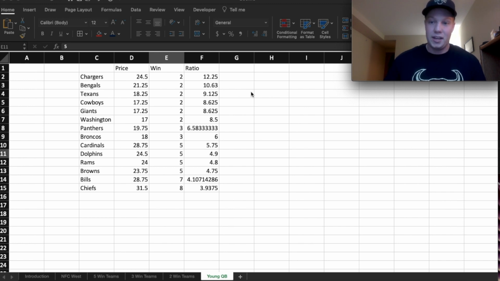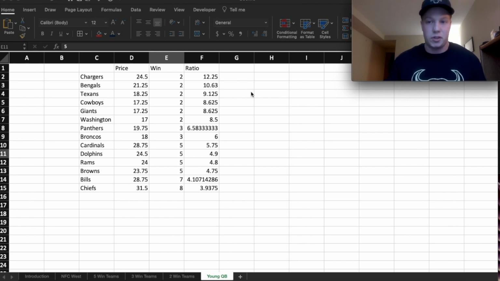They have a young quarterback who seems to be a star. Justin Herbert has played really well this year. Joe Burrow played really well for a bad Bengals team. The Texans have 2 wins. Unfortunately, they traded away DeAndre Hopkins, but they fired Bill O'Brien, and they still have Deshaun Watson. So either these teams are overvalued, or investors are looking at this young quarterback core and saying, hey, we really like what their potential is for the next 3 to 5 years.